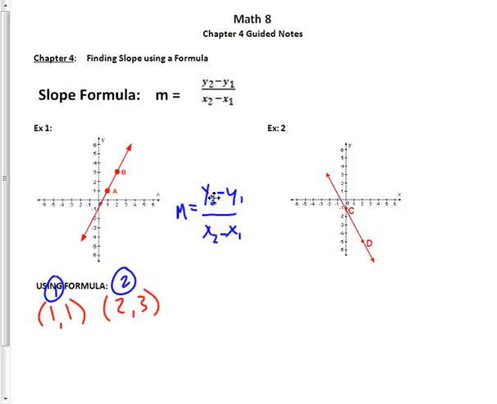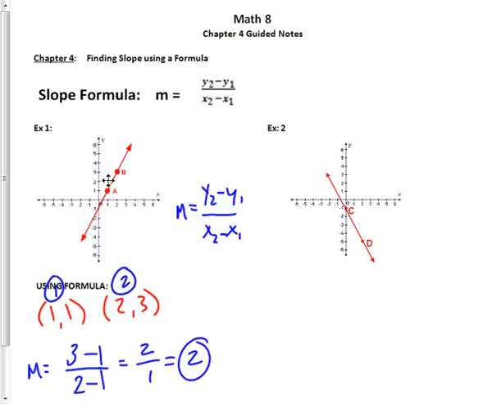Okay, now remember, your y values go on top, so even though we're looking at our x values to determine which point is point 2, you're going to start with your y values. So 3 is y2. This is point 2, so this is y2. Okay, so 3 minus 1 over, all right, and then we're going to go back to x2. So this is x of point 2, so we're going to go 2 minus, now this is point 1, this is x, so 1. And so m equals this, and we're going to get 2 over 1, which equals 2.